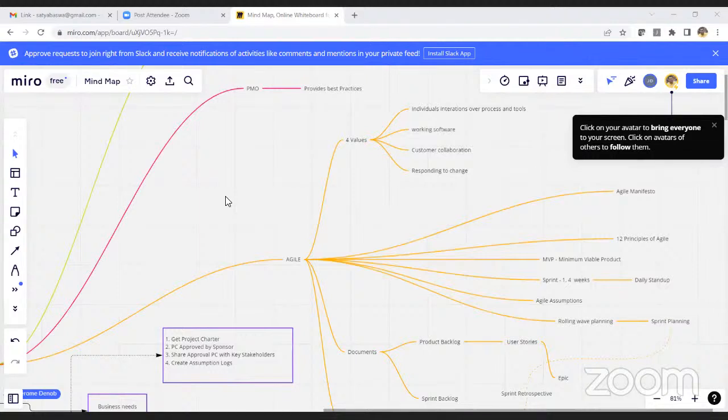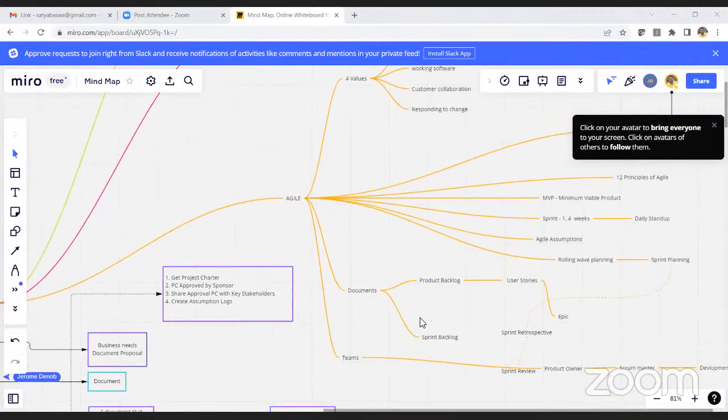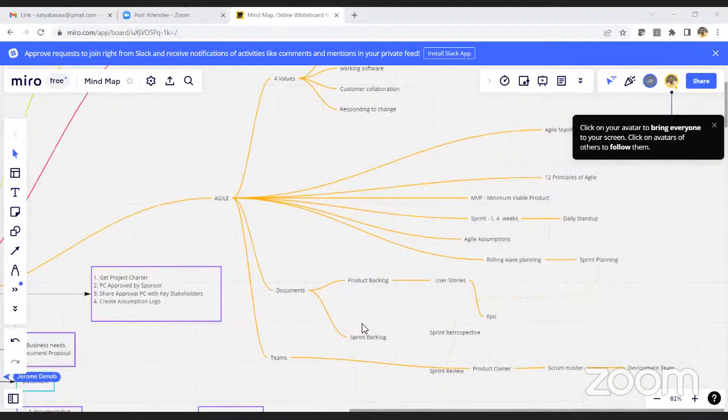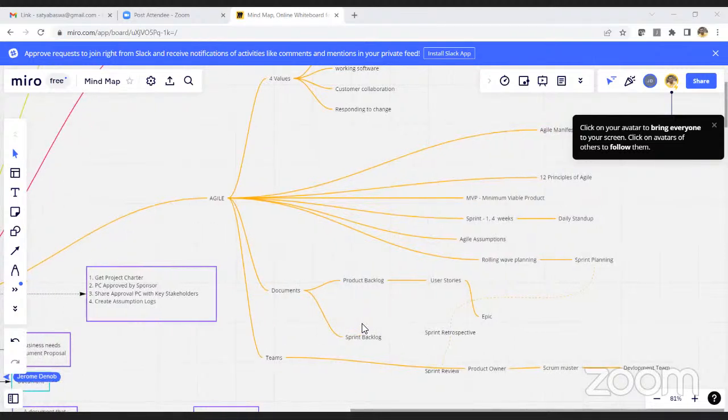We have the documents, which will be the product backlog and the sprint backlog, user stories and epics. We have the Agile teams, which will be the product owner, scrum master, and development team. We also have the sprint review, sprint retrospective, and sprint planning. That's all a part of Agile.